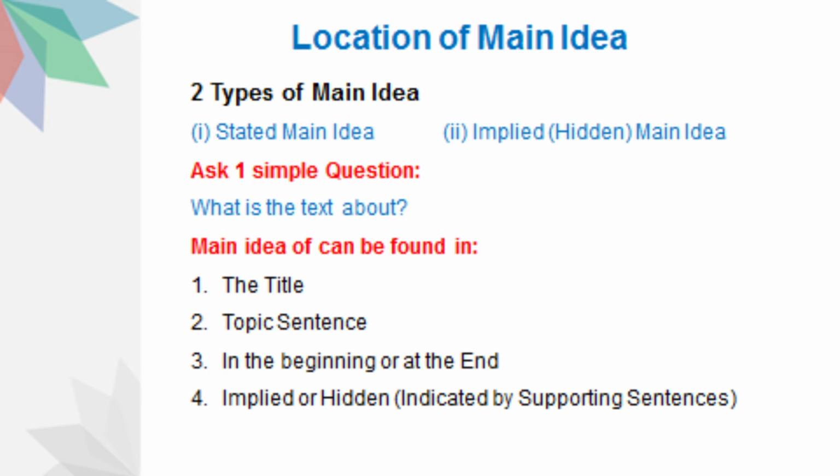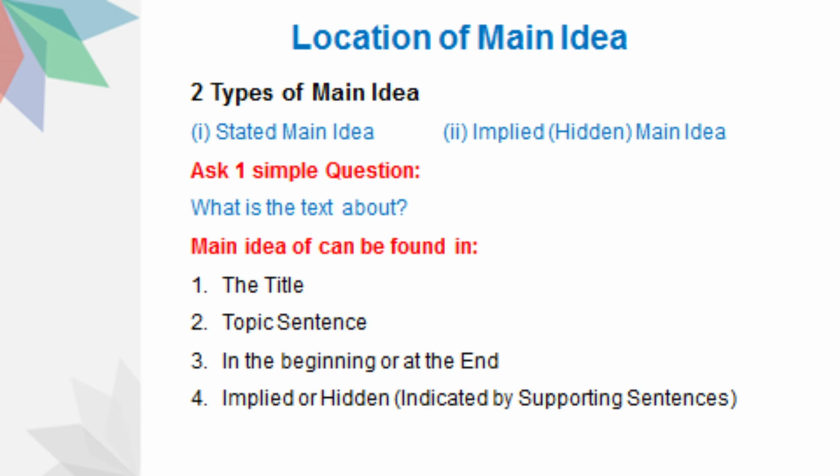Number three, the location of the main idea can be in the beginning of the text or at the end of the text. So if you want to find the location of the main idea, look for the opening sentences of the text, and you can find it. If not, then go to the end of the text. Sometimes it is said in reading techniques that you can start reading from the bottom, so the conclusion can also highlight the main idea.